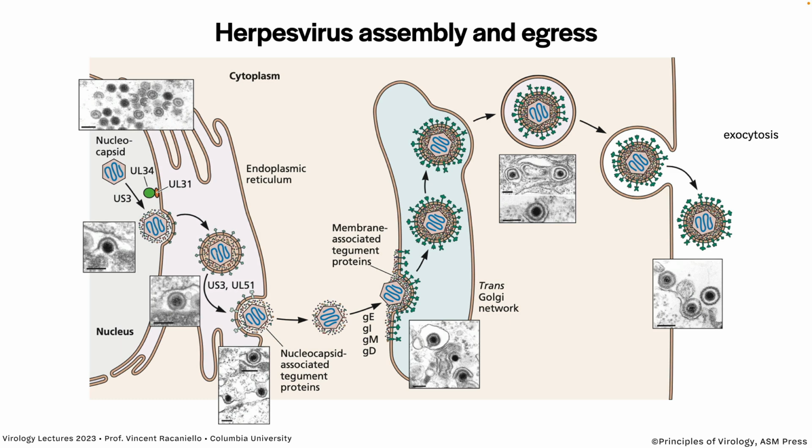And these are electron micrographs of each of these steps. The capsids forming in the nucleus, the capsids budding from the nuclear membrane into the ER, and so forth, all the way up to free virions at the surface. So this virus acquires a nuclear membrane, loses it, and so the membrane that's on the virus particle is derived from the trans-Golgi network.